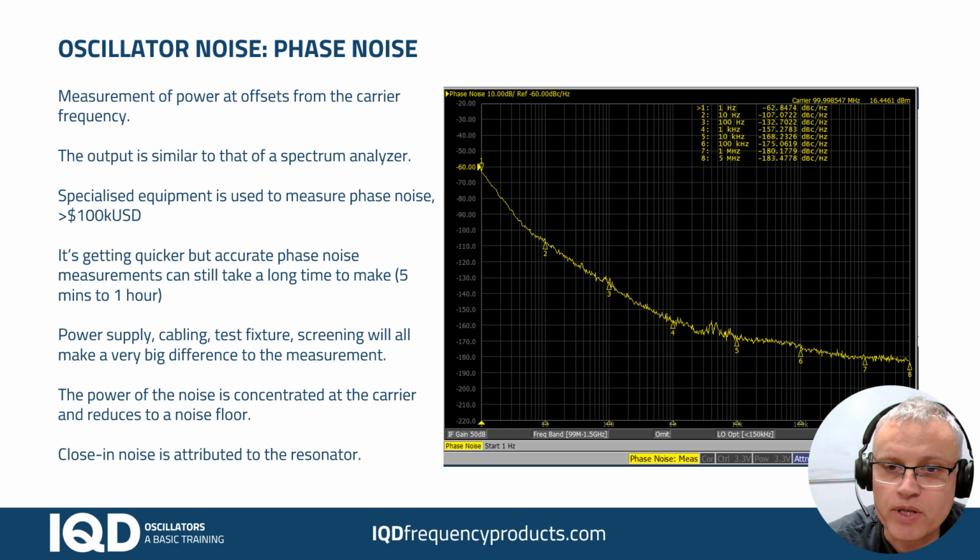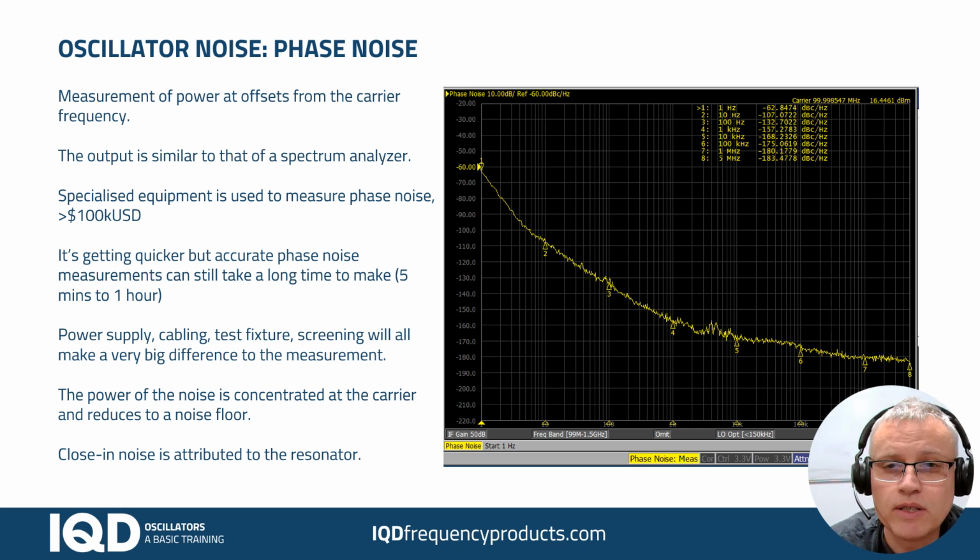The output is very similar to a spectrum analyzer, although you won't be able to measure phase noise using a normal spectrum analyzer simply because they don't have the resolution and they can't get that low. So you're going to need some specialist equipment to measure phase noise. This plot was done on an Agilent 5052B, which I think cost us around the $100,000 mark. This equipment is getting quicker.